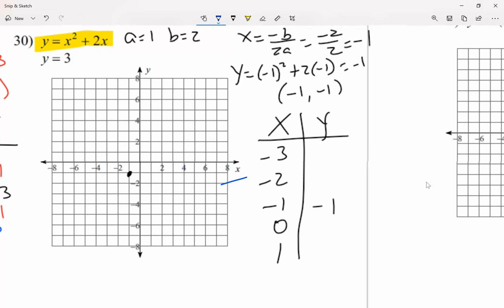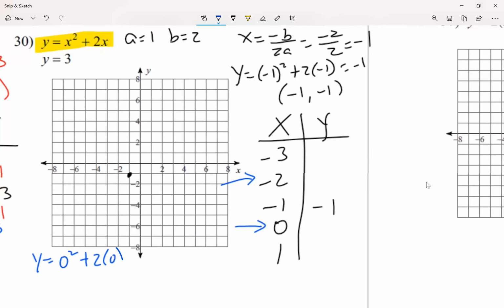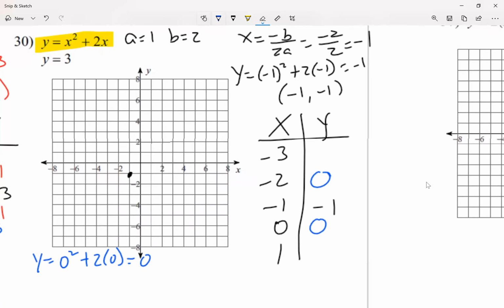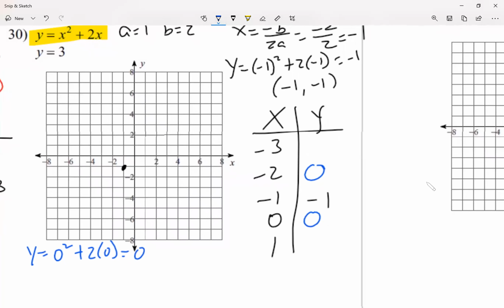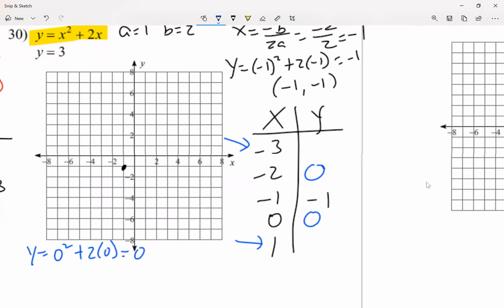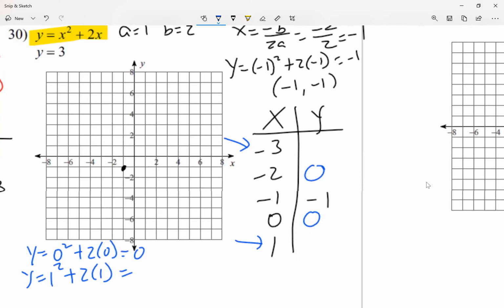For these two values here, I'm going to use 0. So y is equal to 0 squared plus 2 times 0, which is 0. So my y values there are 0. Now for the other one, I can use -3 for x, or I could use +1. I'm going to use +1 because it's a little bit easier. So y is equal to 1 squared plus 2 times 1, which is 3.